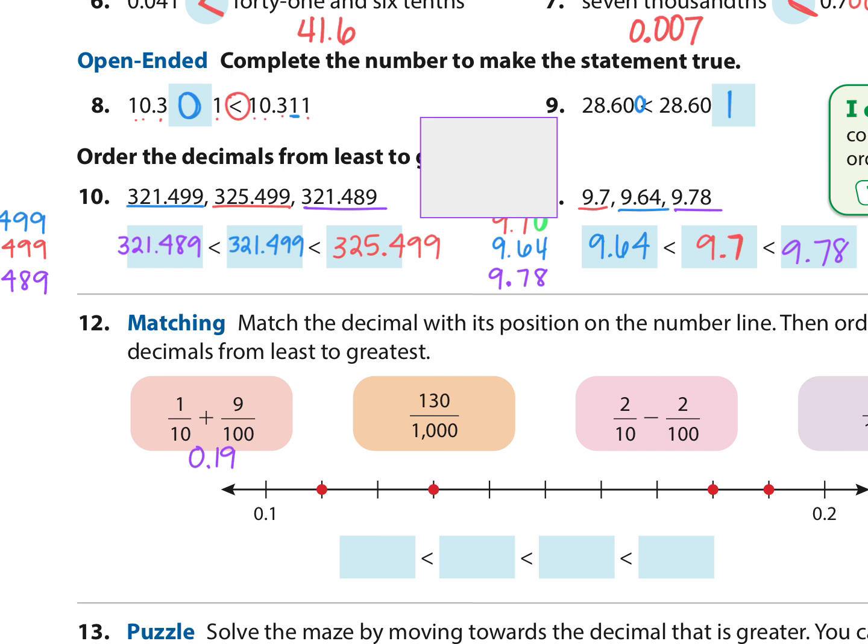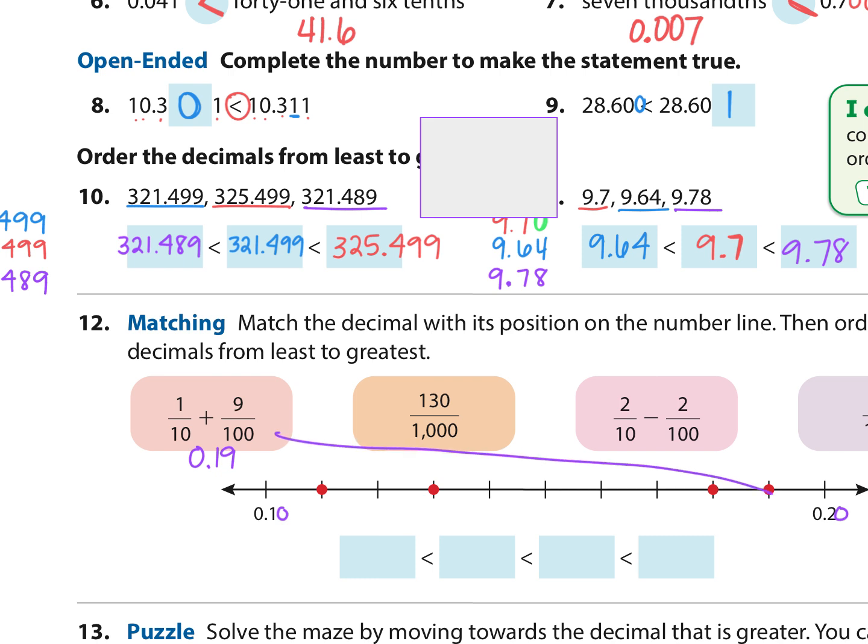Notice on my number line, I have 0.1 and 0.2. Well, I already have hundredths here, so let's go ahead and just add a 0 and another 0 so that I'm looking at 10 hundredths and 20 hundredths. Okay, where would 19 hundredths go on that number line? The very last one. So this one goes here.